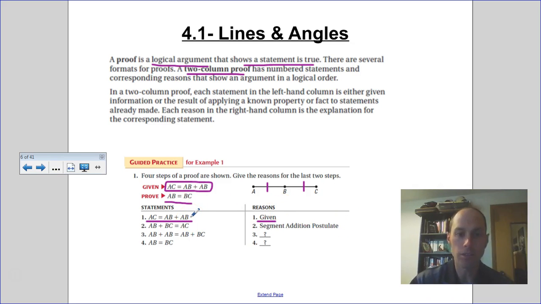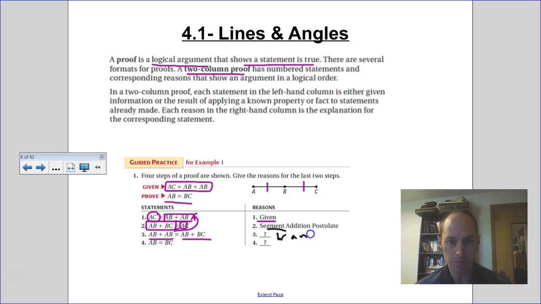There's not much I can conclude from the first statement, but looking at the diagram, I know that AB plus BC equals AC because that's the segment addition postulate. And we've learned that before. Next, after I take a look at those two statements, I can logically conclude that, well, AB plus AB equals AC, and AB plus BC equals AC. Since they both equal AC, by way of the transitive property, I can say that these two statements are equal. So I go ahead and write down that this is the transitive property as my reason.